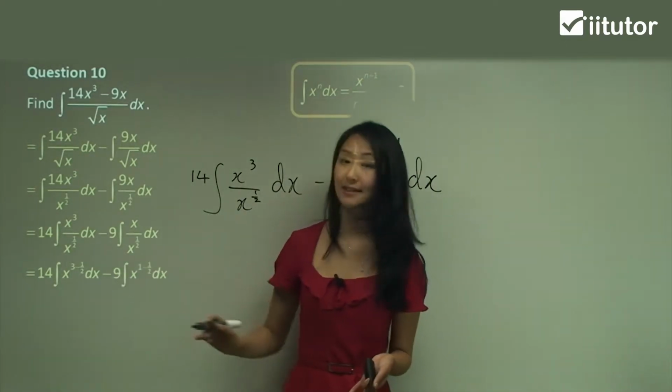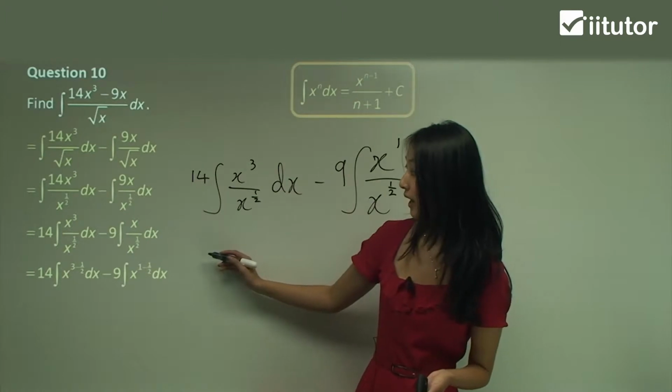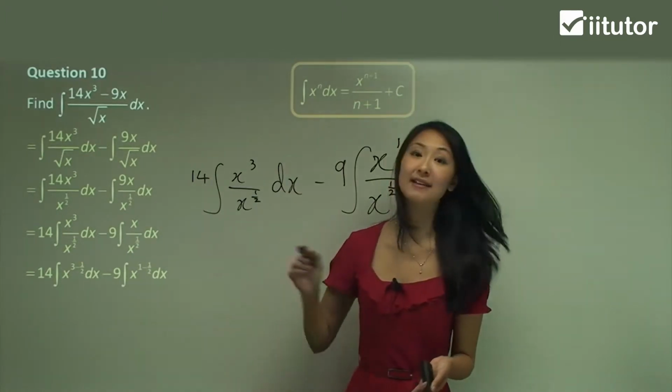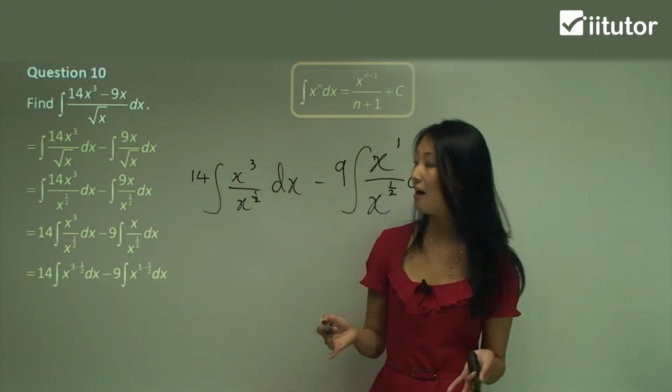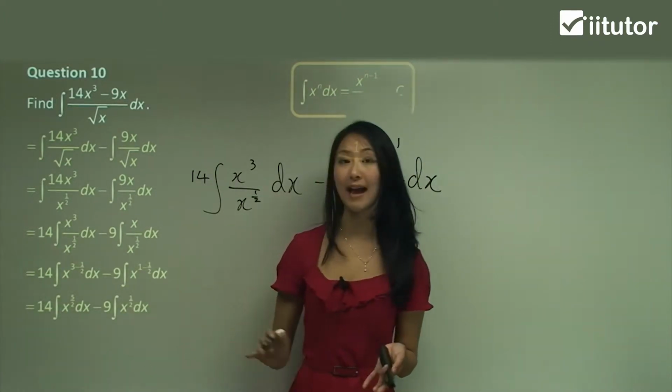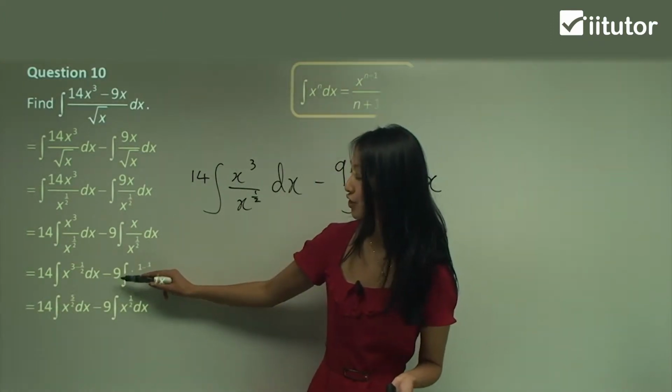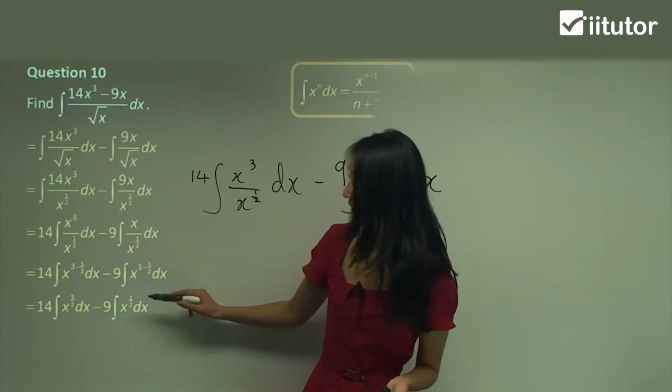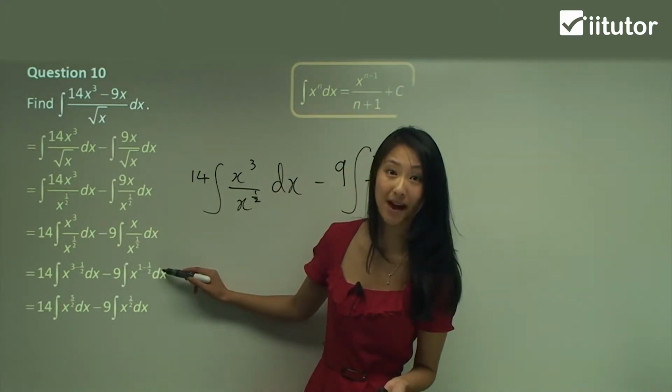We have 3 minus half, that's going to give us 2.5, so 5 on 2, and 1 minus half, which is going to give us just half, okay? So we can write it as 14 integration of x to the power of 5 on 2, which is 3 minus half, and half, which is just 1 minus half.